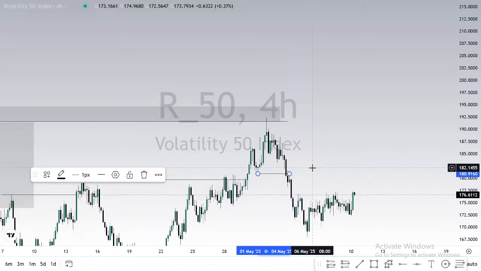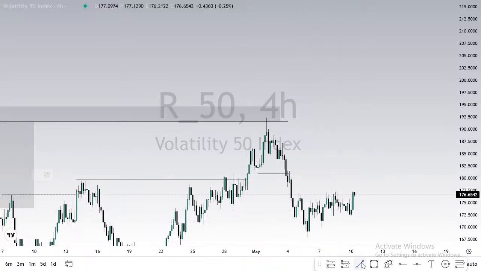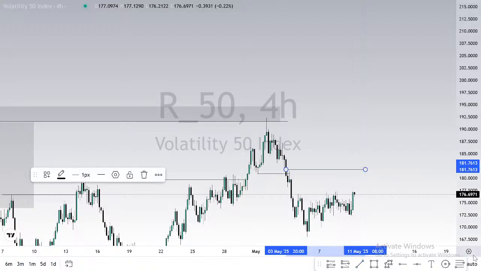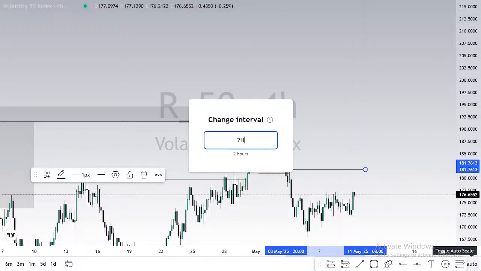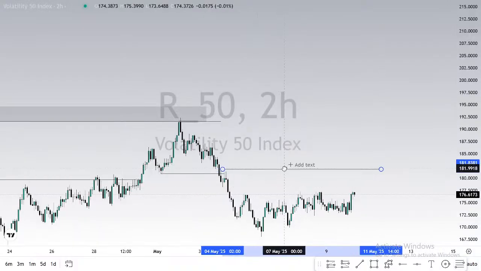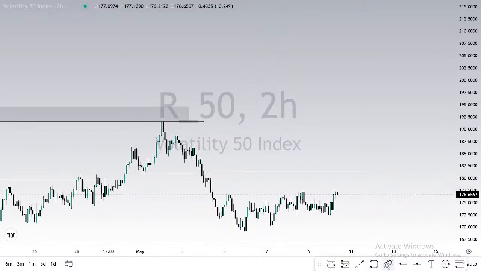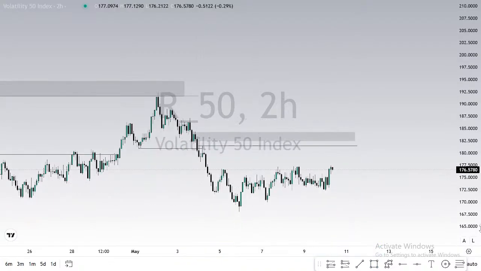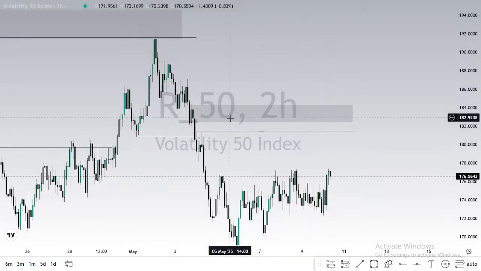Then I am going to be looking at this eye to be used as my liquidity. This eye. So let's go to 2 hours time frame. This was the eye I marked out as liquidity. Then this interest candle for my point of interest. This is my point of interest for volatility 50.